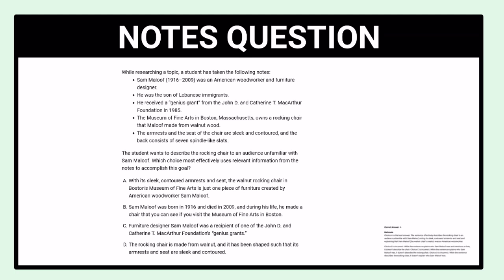Whereas, for example, in B, they quickly mentioned Sam Malouf without explaining who he is. In C, they do say that he's a furniture designer, but there's no mention of the rocking chair. In D, we have mention of the rocking chair, but there's no mention of Sam Malouf. So the only option that really combines everything is option A. So we can immediately pick that and see I didn't even have to read on any of the notes, and that can save you time.